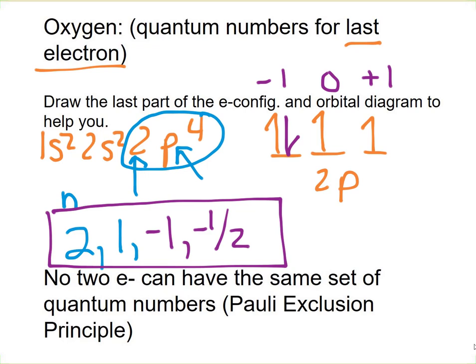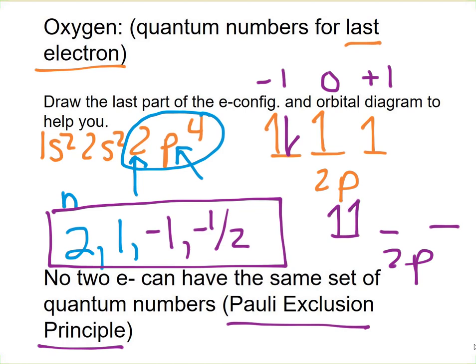So no 2 electrons can have the same set of quantum numbers. This is called the Pauli exclusion principle. So because of this, you would never, ever have in an orbital diagram 2 up arrows like that. If you did, then these 2 would have the same set of quantum numbers, and that's against the rules. If you have 2 electrons that are sharing an orbital, one must spin up and one must spin down. The Pauli exclusion principle goes hand in hand with how you do orbital diagrams also.